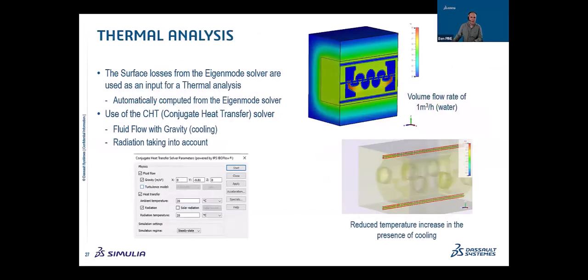The surface losses from that eigenmode solver can then be used as an input for the thermal analysis, which can include the flow rate of water that's used to cool the cavity. And for this particular example, the conjugate heat transfer solver was used.